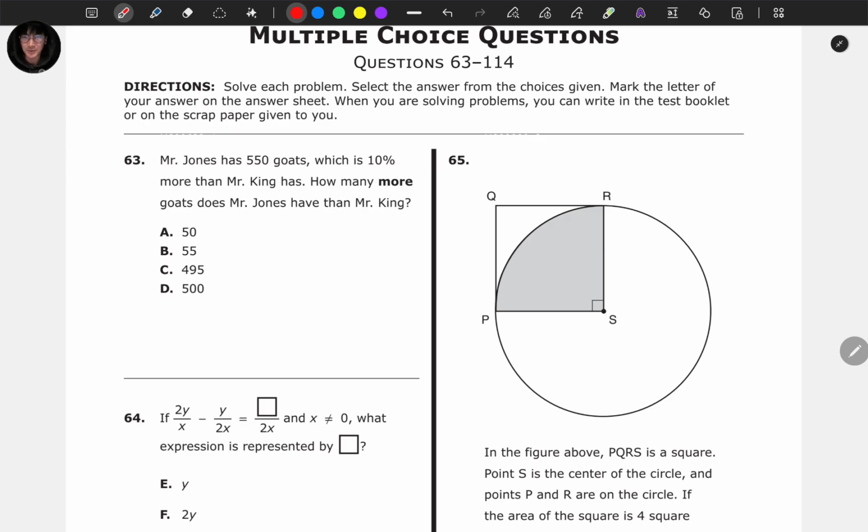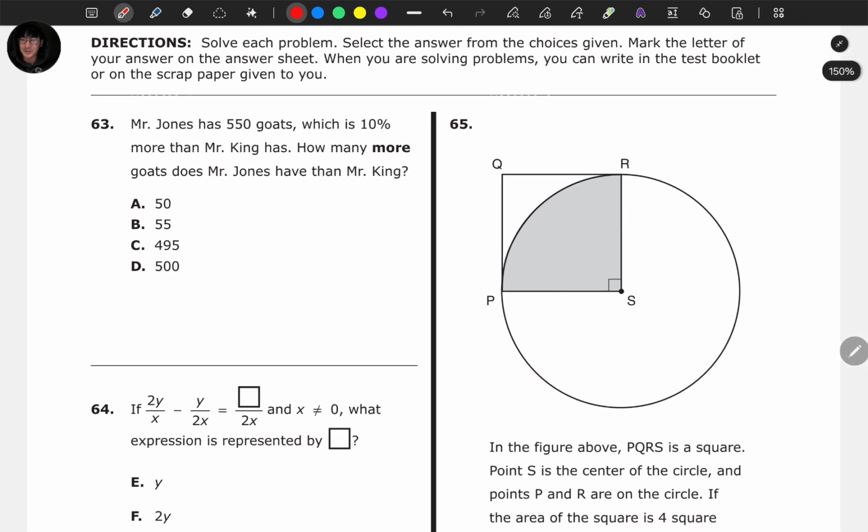All right, so we hit the multiple choice question section. So here, let's start. 63. Mr. Jones has 550 goats. So if I said this was J is equal to 550, but let's just continue reading, which is 10% more than Mr. King has. So this second piece gives you a relation between J and K, right? If I let K represent the amount that Mr. King has. So if Mr. Jones has 550, so they're saying which is equal to 10% more than Mr. King has. Well, think about it. King has 100% of what he has, right? So 10% of that would be 110% more of K.